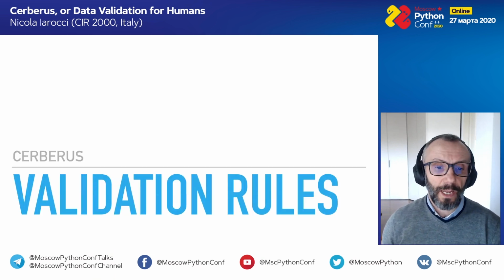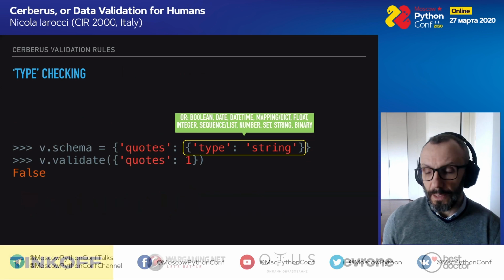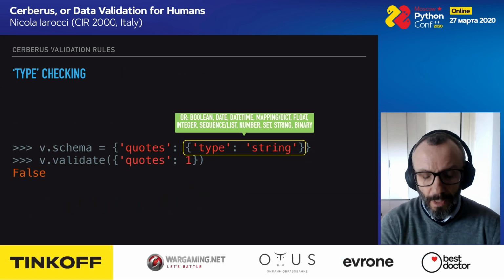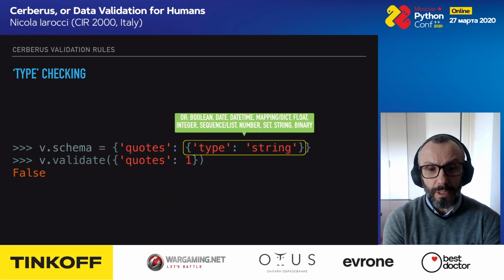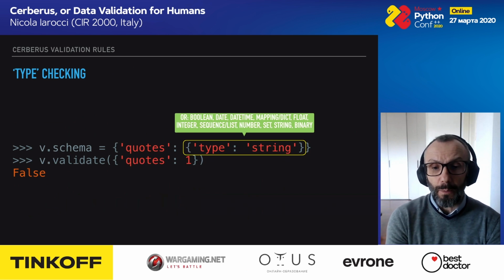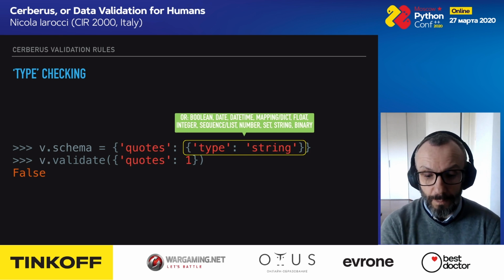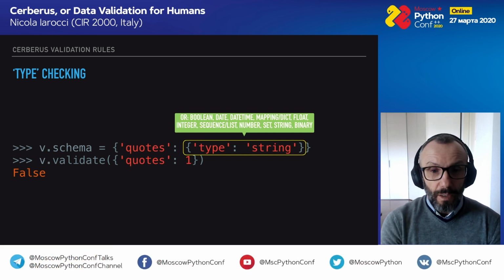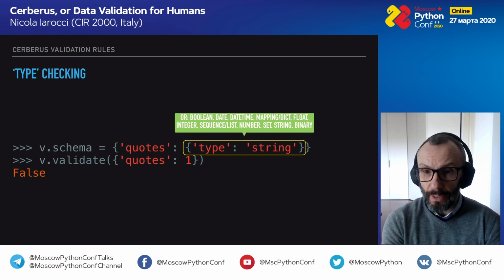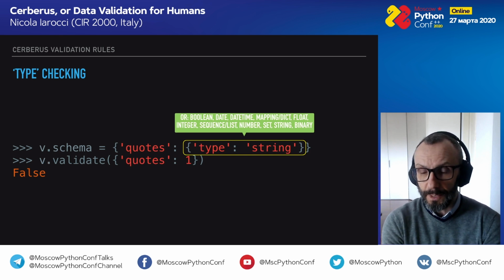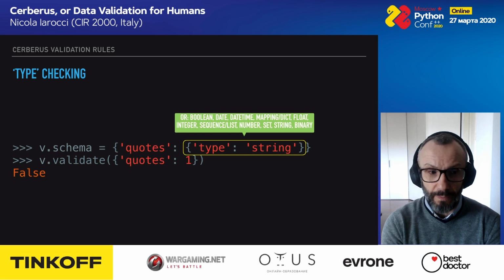So let's give a quick look at validation rules that Cerberus has by default. Let's just say that Cerberus comes with a number of predefined validation rules, and then we will see how we can expand on these to suit our custom needs. So type checking, we already saw this. We can define a type for a field, and of course Cerberus supports most default types which are supported by Python itself.